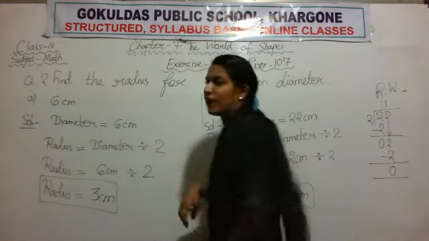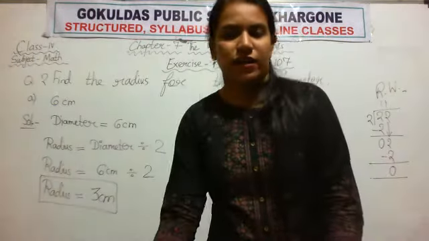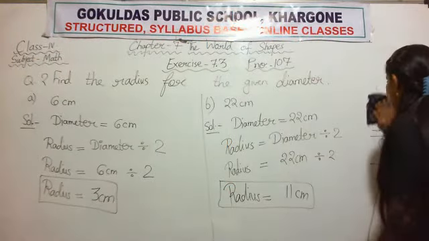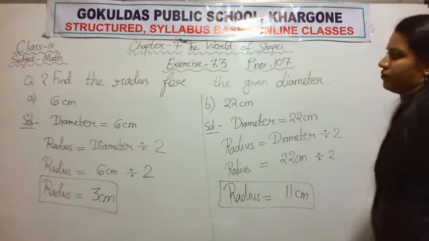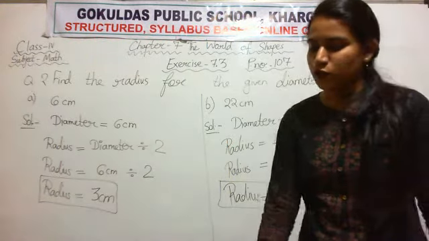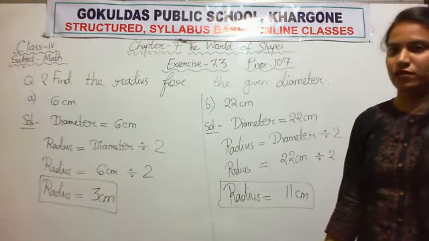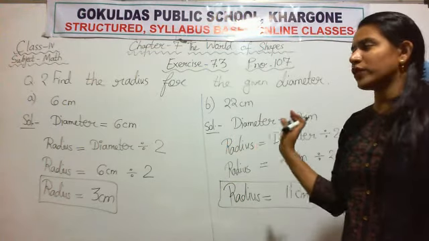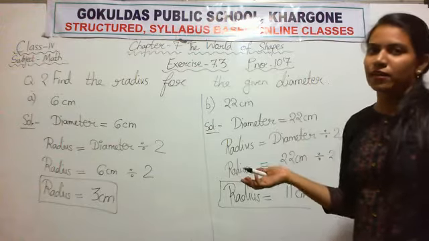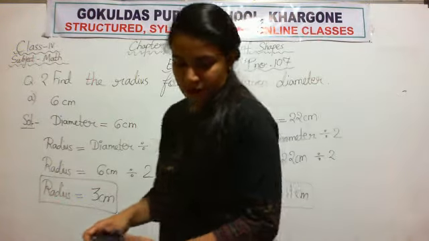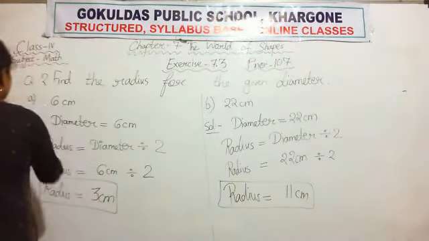So this is how we find the radius by using the formula. It is very easy, right? Now let us do the next question. If you want to note it down, you can pause the video in between and note down, then play your video again. Now question number C.